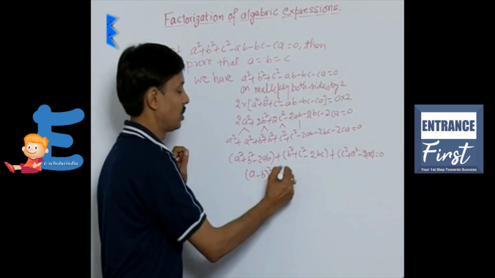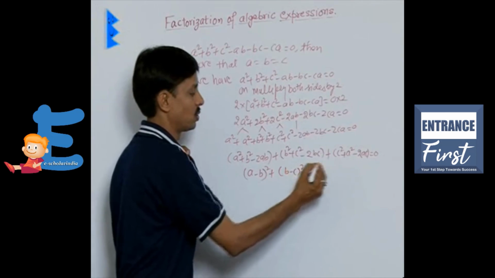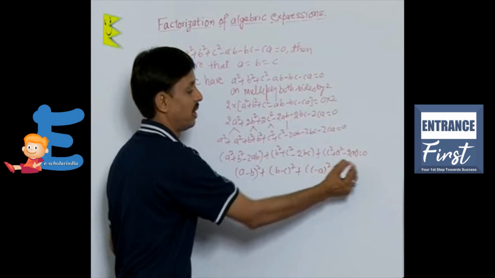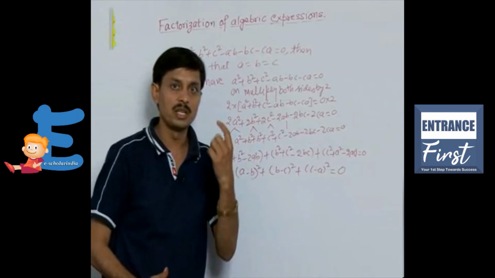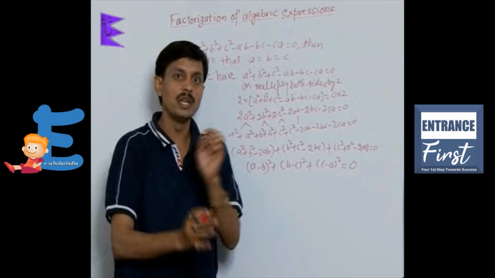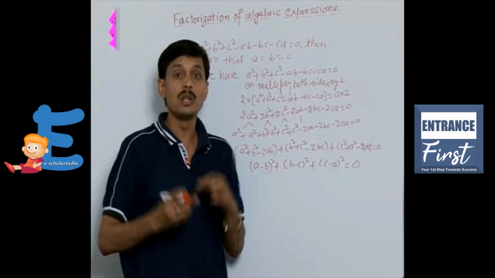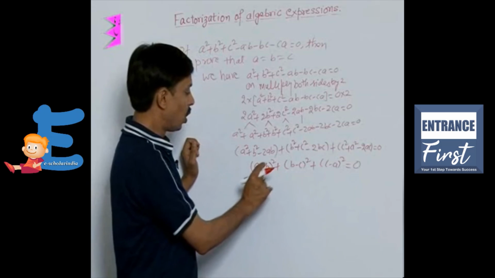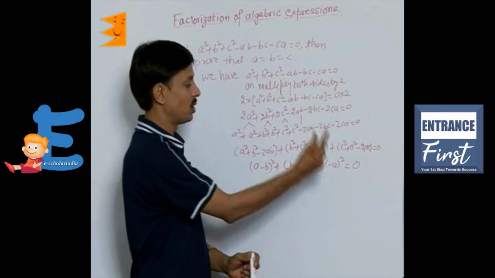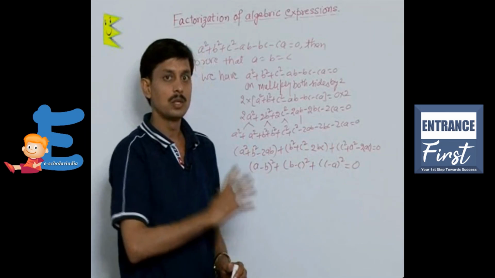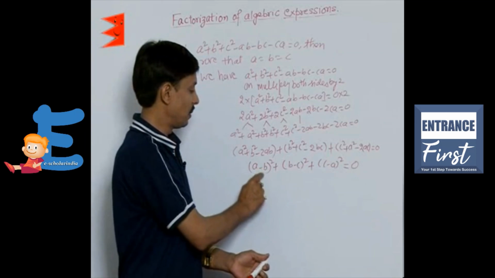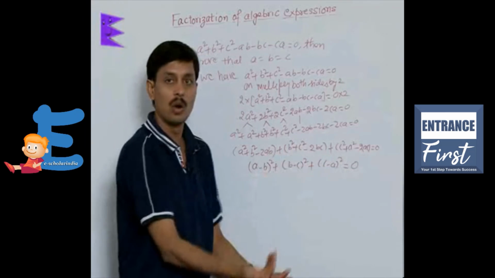Now you can say a square plus b square minus 2ab can be written as a minus b whole square. b square plus c square minus 2bc can be written as b minus c whole square. c square plus a square minus 2ac can be written as c minus a whole square, and is equal to 0. Whole square is always positive, and the least value of a whole square in the real number system is 0. No real number is possible whose whole square can be less than 0. So the sum of squares of three values, a minus b whole square, b minus c whole square, c minus a whole square, is 0. So this implies this is 0, this is 0 and this is 0, because if these are not zeros, then their sum cannot be 0.